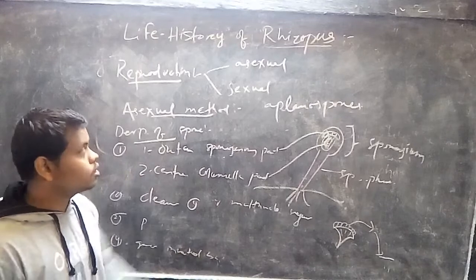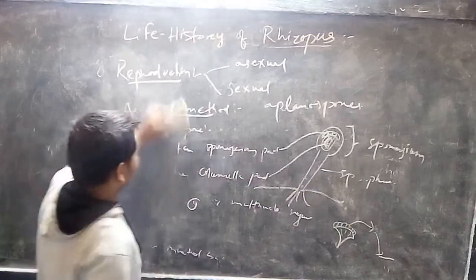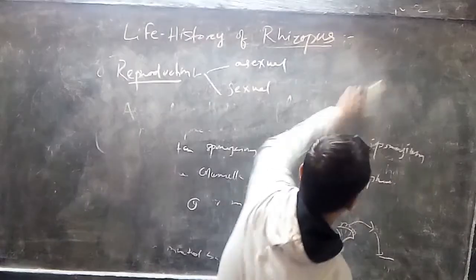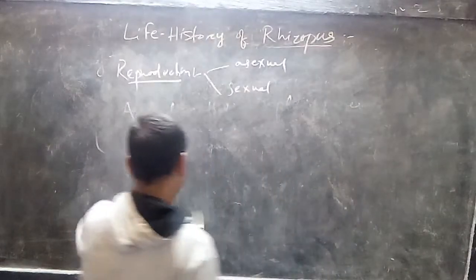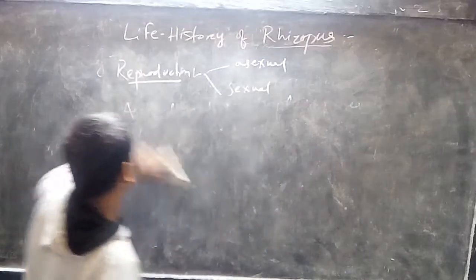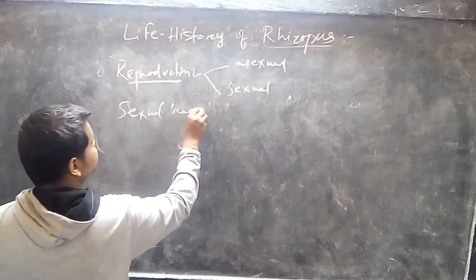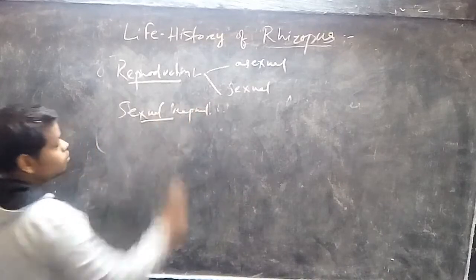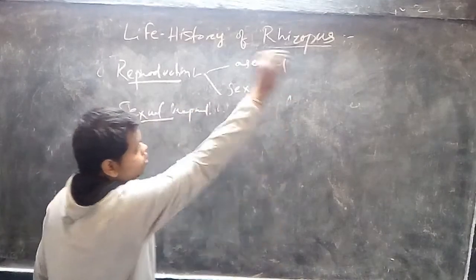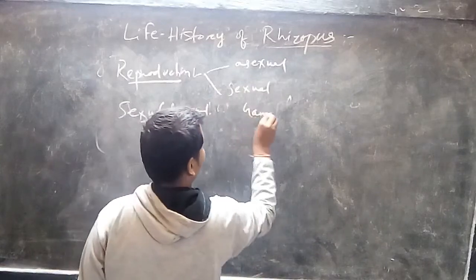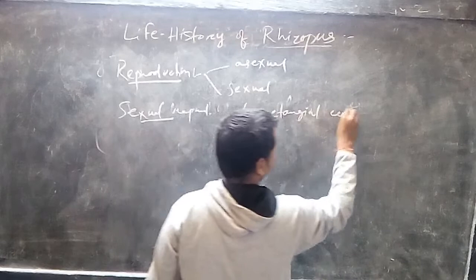Then we are going to discuss the sexual reproduction process. The sexual reproduction process occurs by gametangial copulation. Gametangial copulation.